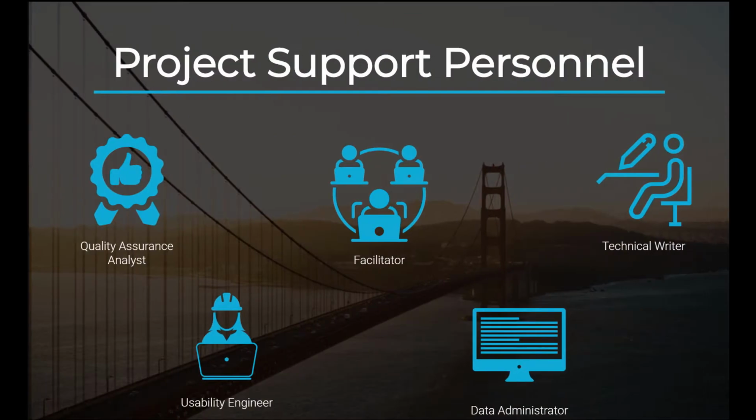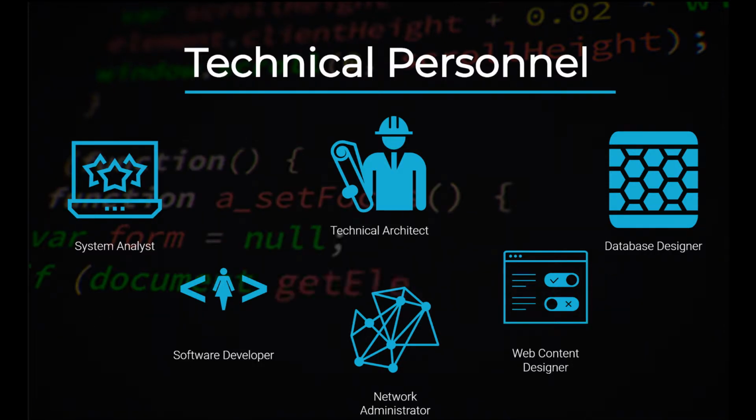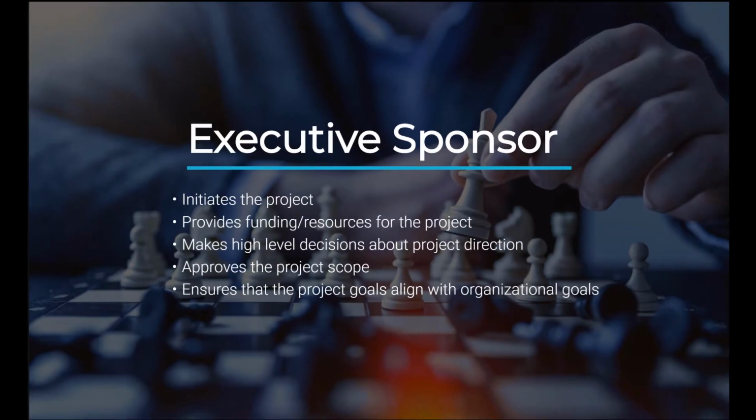Project support personnel, so other vital roles to the project. Outside of that would be our quality assurance analyst or analysts, depending on how big the project is. Usability engineers, facilitators, data administrators, and technical writers. Our technical personnel would be people like systems analysts, database designers, web content designers, technical architects, software developers, and network administrators. Now let's look at executive sponsors.